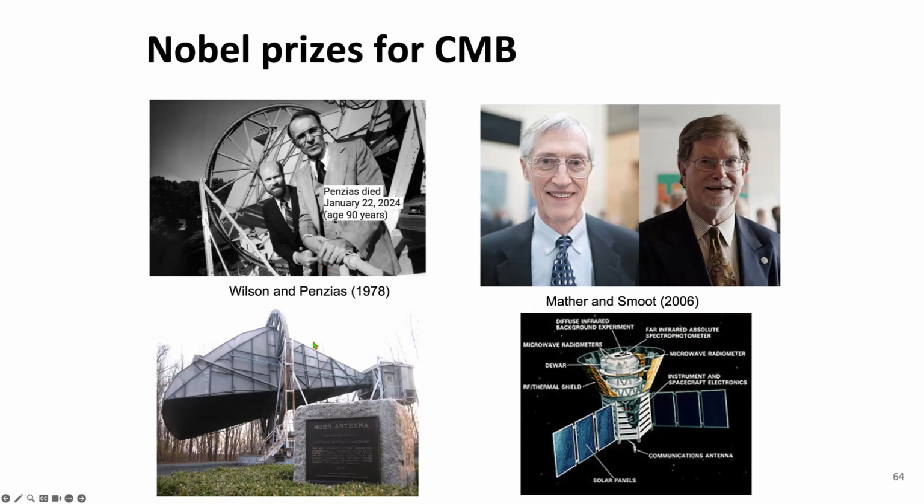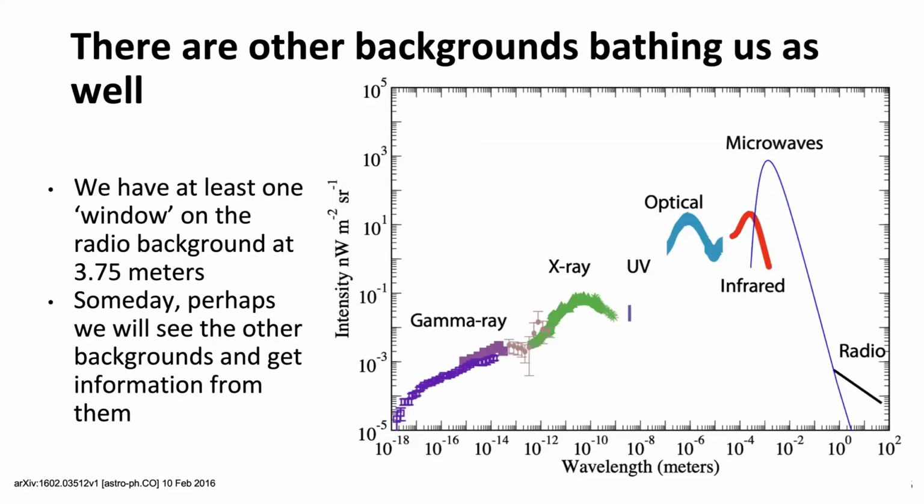Penzias and Wilson for their experiment. And you could have put Ralph Alpher in there, or you could have put him in with Mather and Smoot. Nonetheless, the whole science community knows about Alpher and the fact that he was abused by his thesis advisor. Now, we have to complete the story.